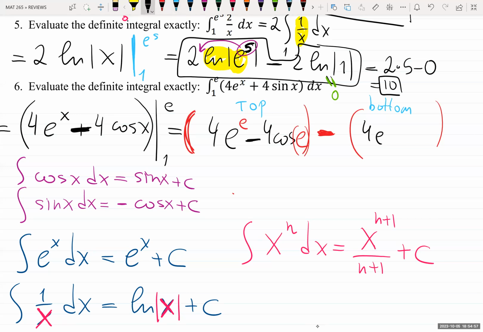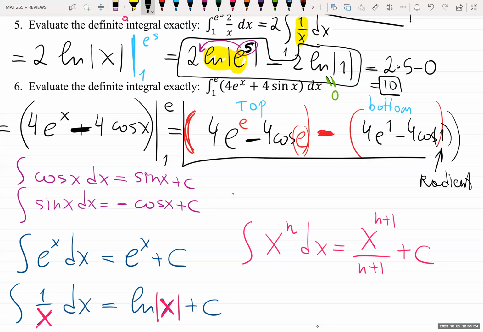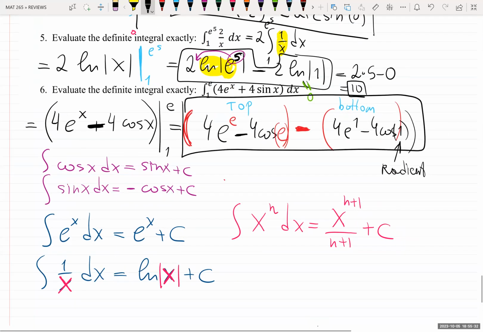It's going to be 4e to the 1 minus 4 cosine of 1. Cosine of 1 is not 0, by the way. Many people think so. Cosine of 1 is a number. 1 here is a radian. It's not 1%. It's 1 radian. So just write it down as it is. Just don't complicate anything. Just type this weird answer and get full credit. That makes sense. Let me check. Very good. What do you think about that?